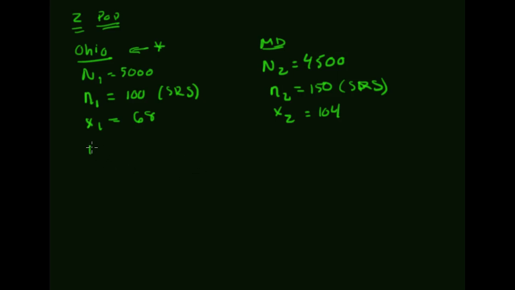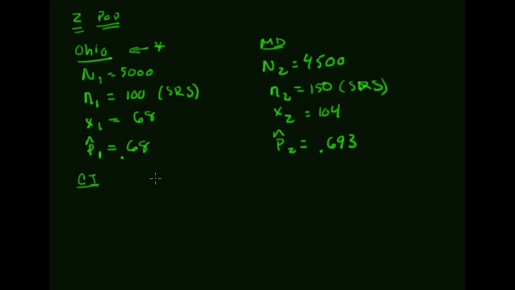Here, the proportion of the sample that had the characteristic was 0.68, and here the proportion of the sample that had the characteristic was 0.693. So whatever this treatment was, it actually seems to have caused growth in less of the sample in Ohio than in Maryland. So let's look at this and say, I want to first create a confidence interval, right?